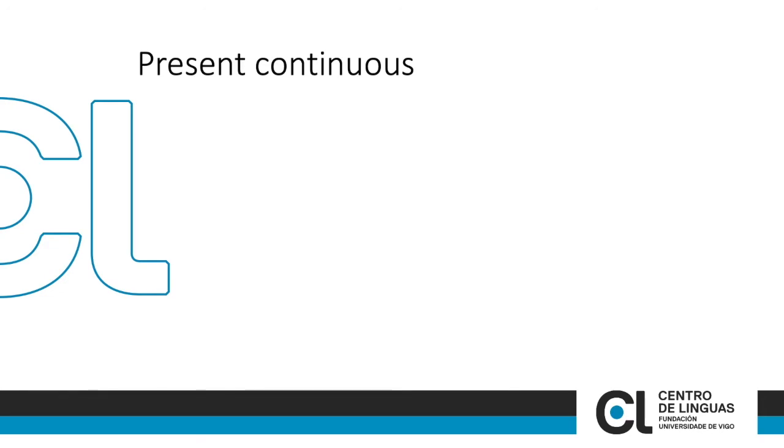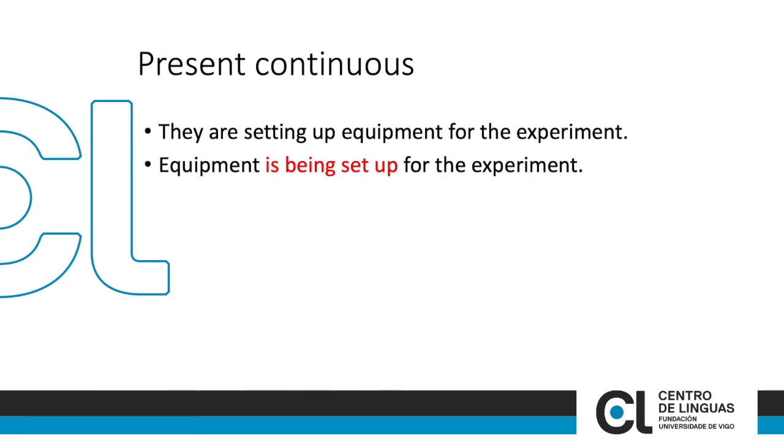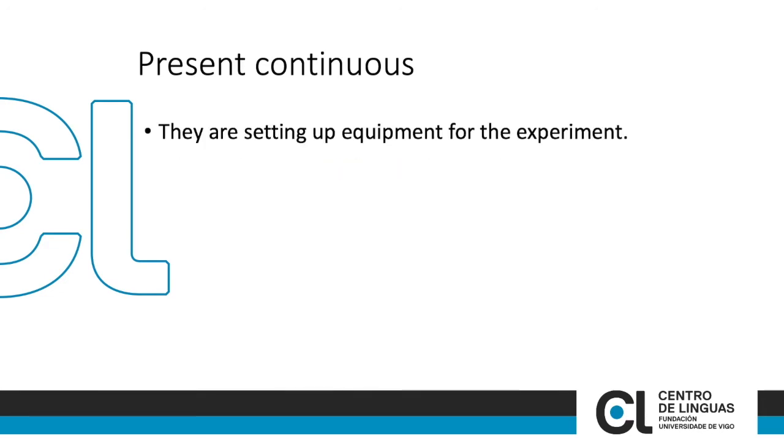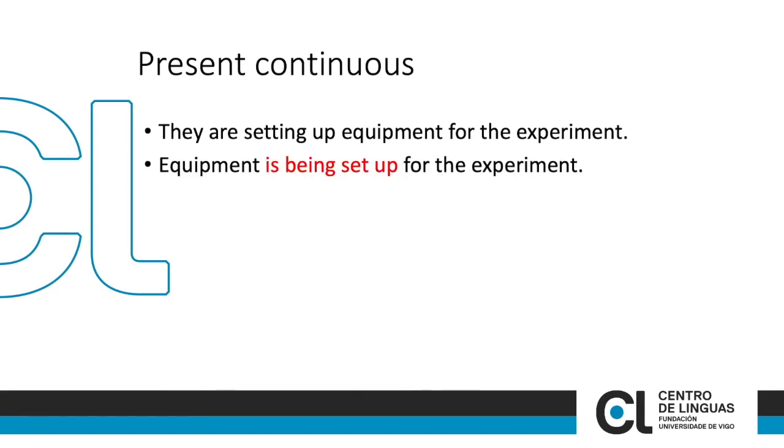Okay, let's look at the present continuous. Here's a sentence. They are setting up equipment for the experiment. Okay, we don't know who they are, so we can remove them from the sentence and just say equipment is being set up for the experiment. Okay, this is the present continuous. This is happening right now.